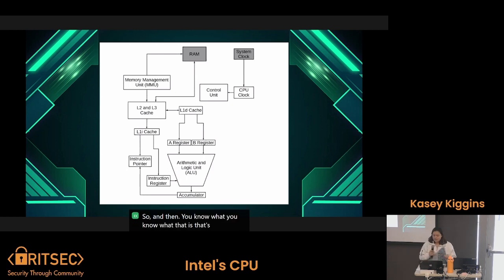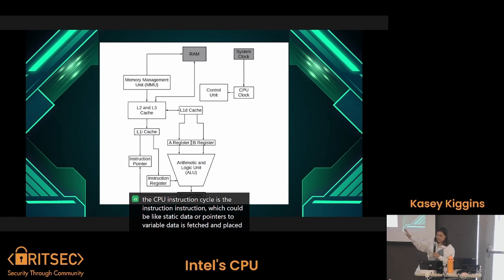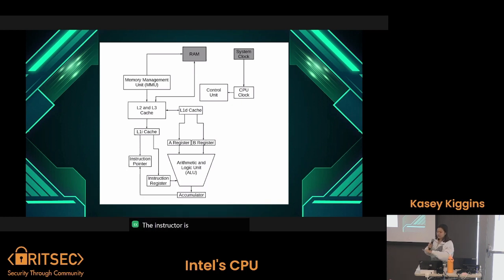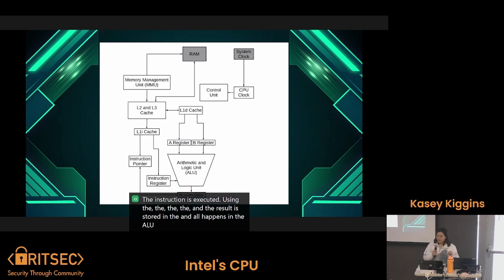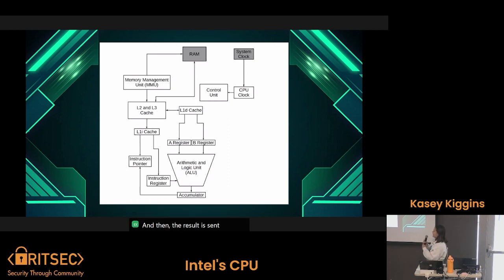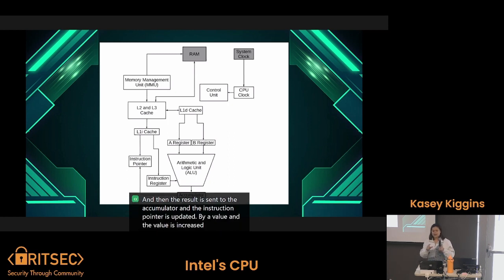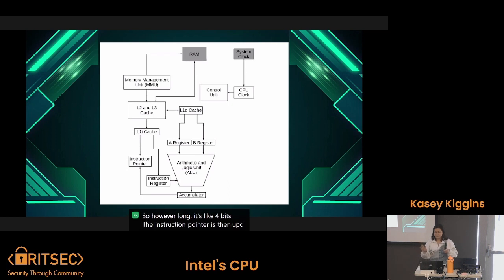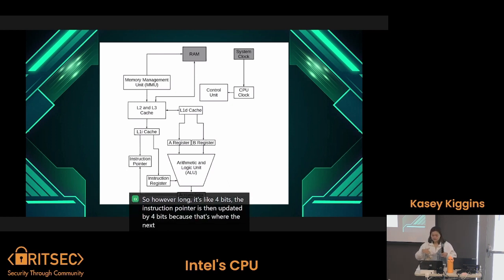That's cool. So the CPU instruction cycle: the instruction, which could be static data or pointers to variable data, is fetched and placed into the instruction register. The instruction is decoded and any data is placed into the A and B data registers. The instruction is executed using the A and B registers data, and the result is stored, and it all happens in the ALU. Then the result is sent to the accumulator, and the instruction pointer is updated by a value, which is increased by the length of the result. So however long, say it's 4 bits, the instruction pointer is then updated 4 bits, because that's where the next instruction in memory is. And then the process starts again.